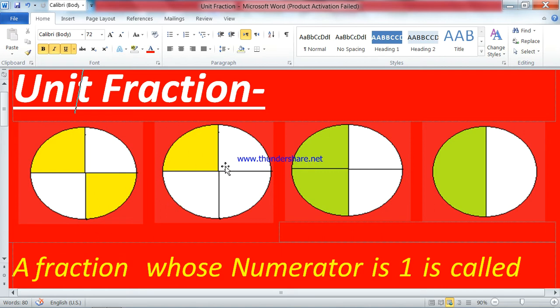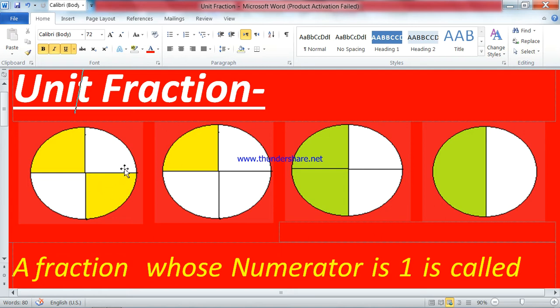I'll count till 5. Till then you tell me. In the comment box also you can tell me, or you can write in the notebook also. So, 1, 2, 3, 4 and 5.